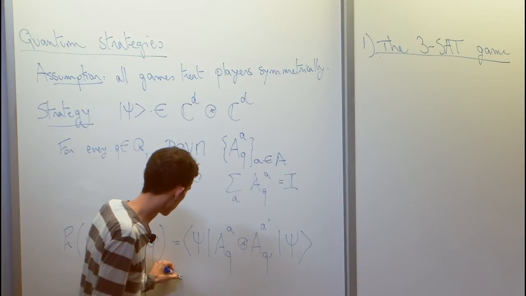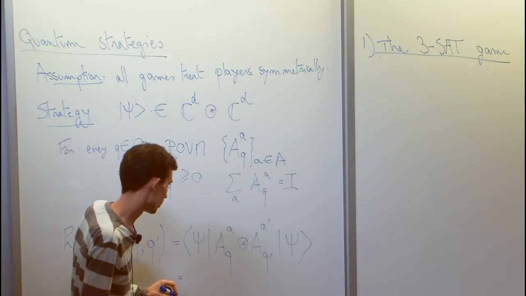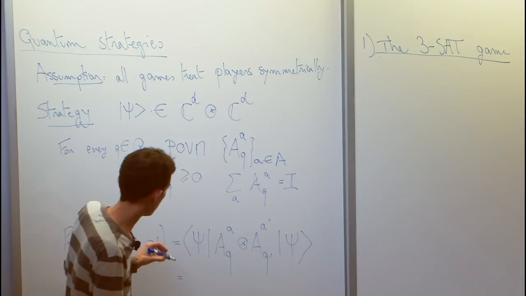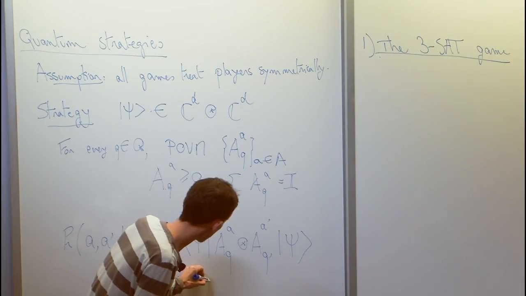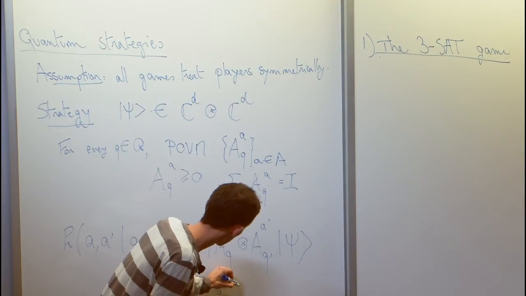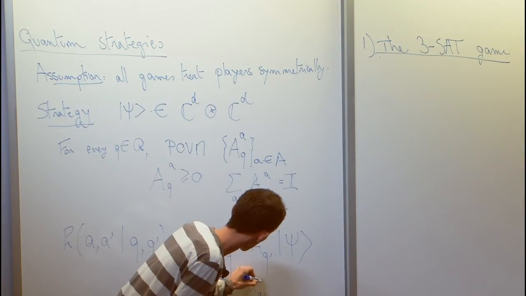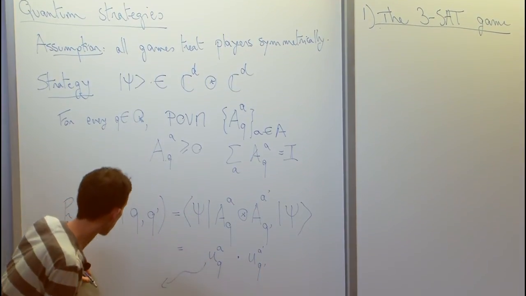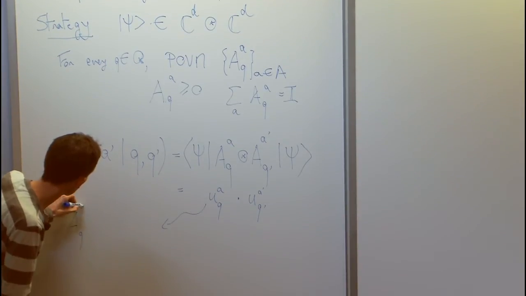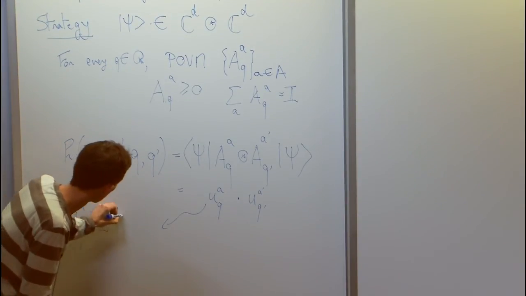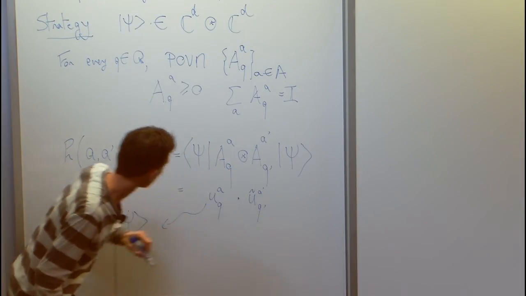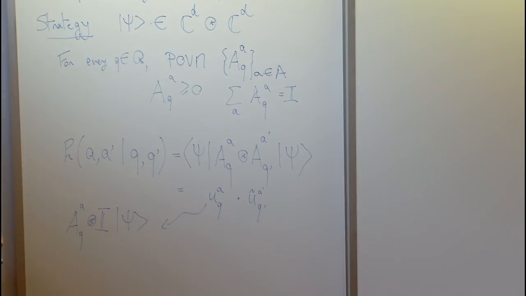Another way to write it is to write it in a way that might be useful as an inner product between two vectors. So now these are two complex vectors. How did I define them? U_Q^A I define as applying the matrix A_Q^A to the left-hand side of my state psi. And the other, it should be a U prime or a U tilde or whatever, is A_Q'^A' applied to the right-hand side. This is just notation for this inner product between two vectors.